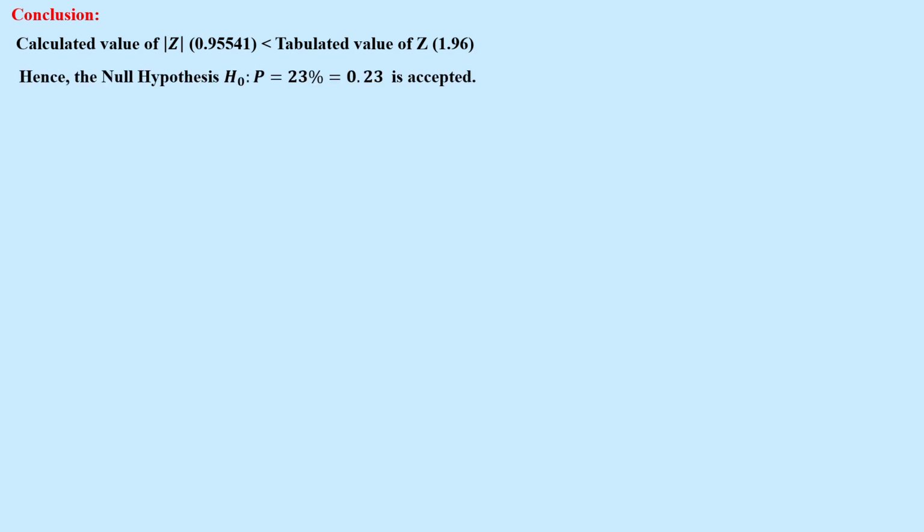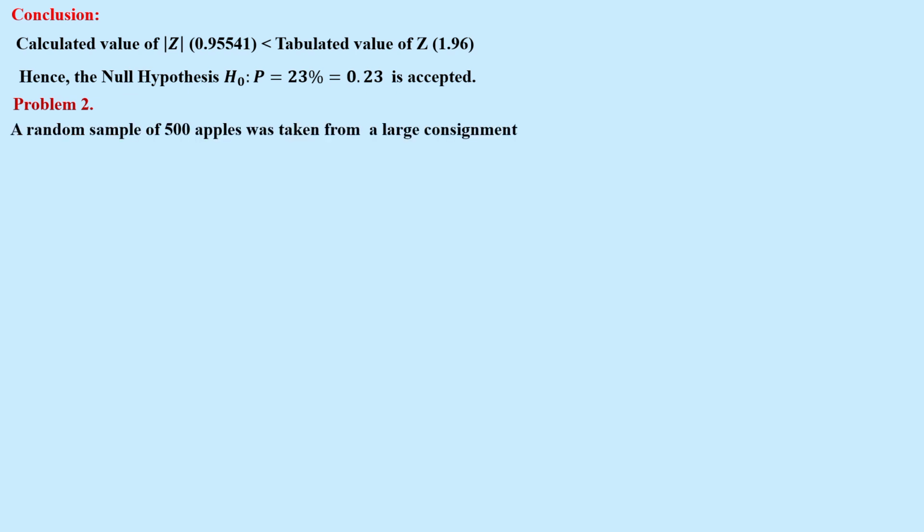Now we go to the conclusion. The calculated value 0.95541 is less than the tabulated value 1.96, therefore H naught is accepted. So we can accept the claim that the party will win in the next election.